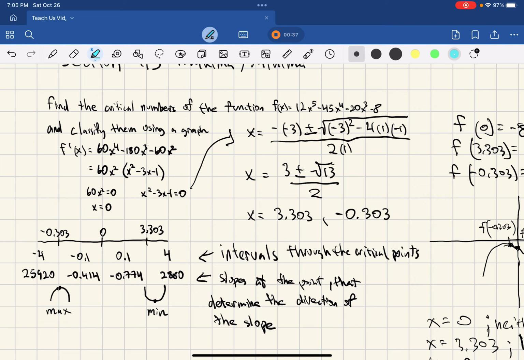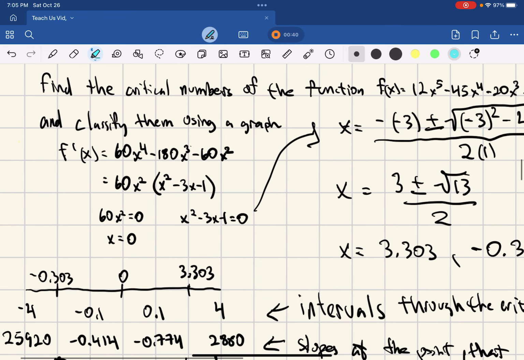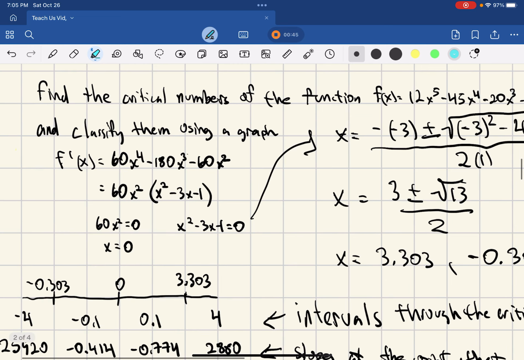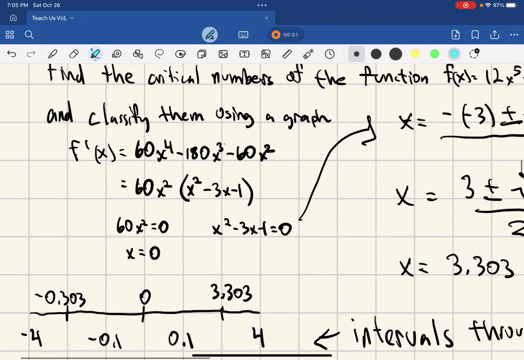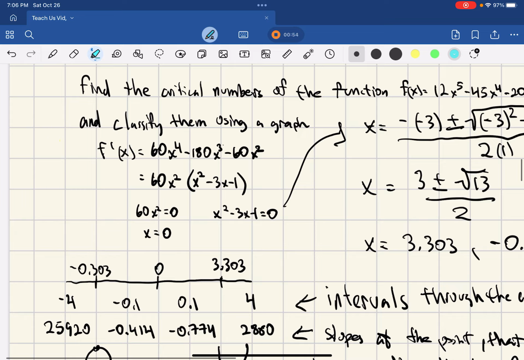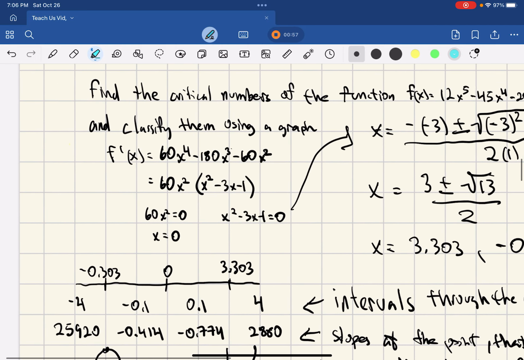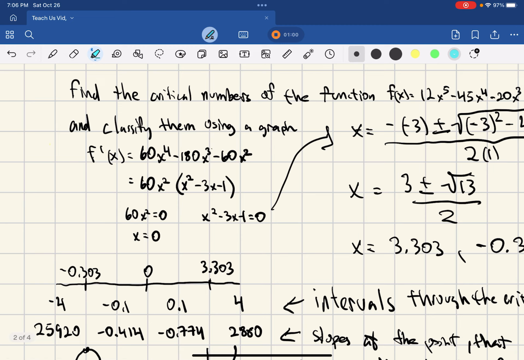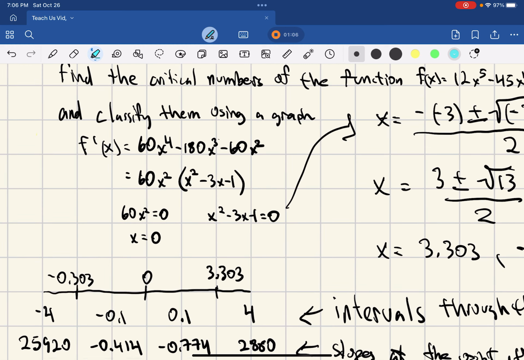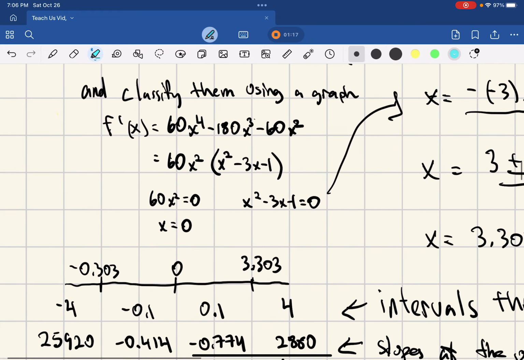So f prime of x equals 60 times x to the 4th power minus 180 times x to the 3rd power minus 60 times x to the 2nd power. The next step is we factor out the 60 x to the 2nd power, and once we do that, we also get in parentheses x squared minus 3x minus 1.